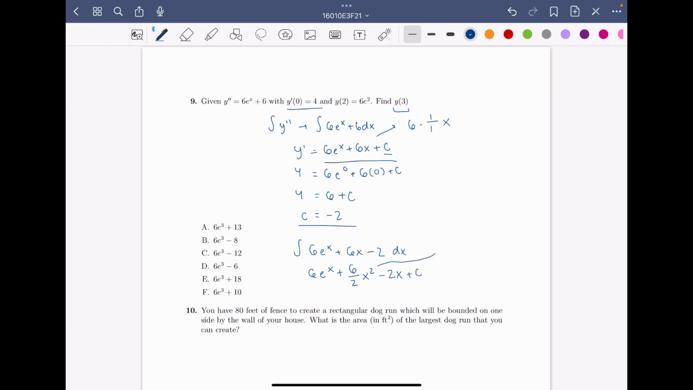Again, I'm going to break down this term for us. We have the original coefficient times 1 over the new power. The new power in this case will be 2 because 1 plus 1 is 2 times x to the 1 plus the new power. So if we simplify this a little, we get 6e to the x plus 3x squared minus 2x plus c. Now, we are given that y of 2 equals 6e squared, so we can go ahead and plug that in here.